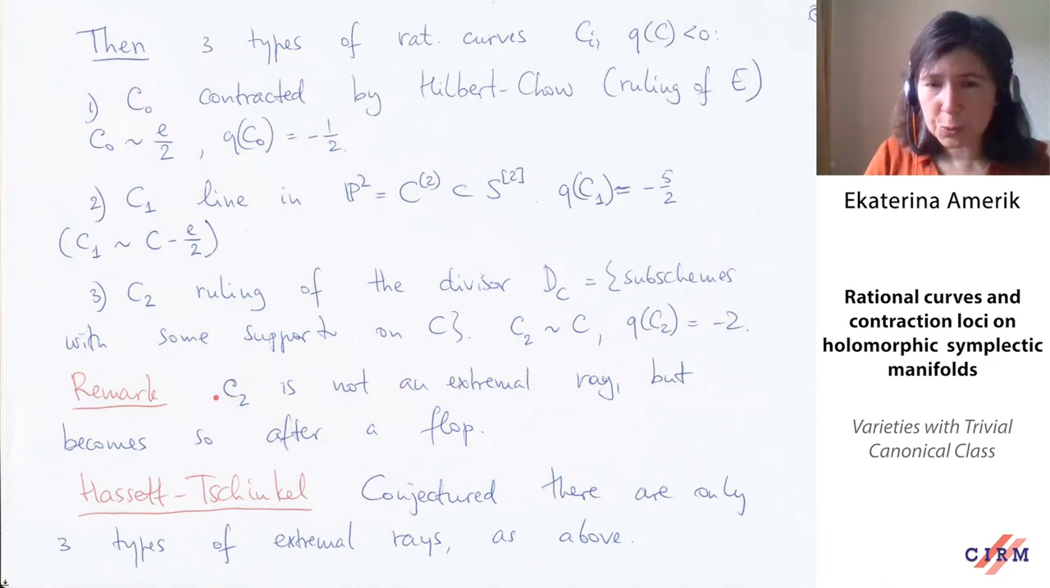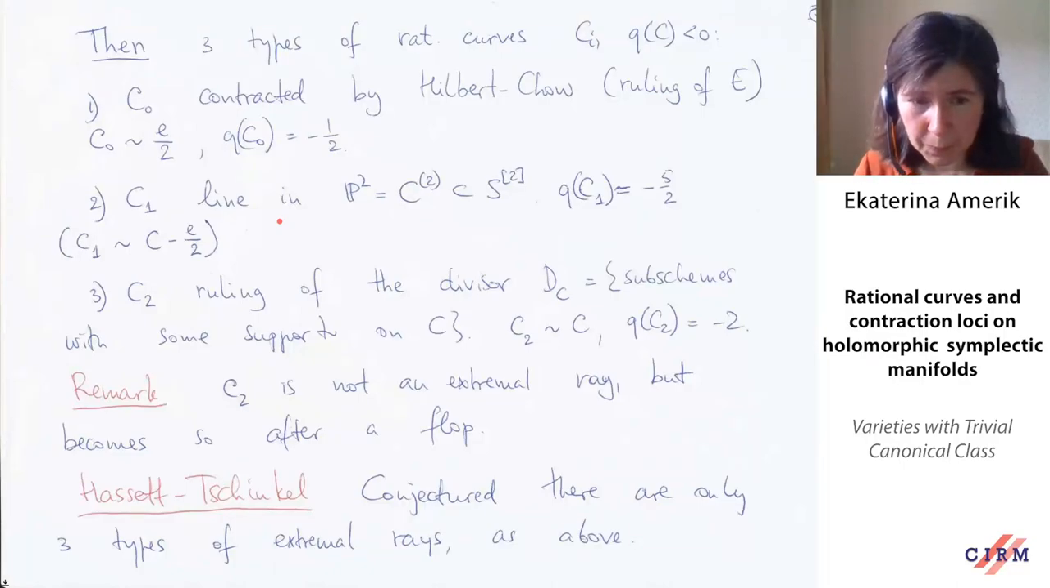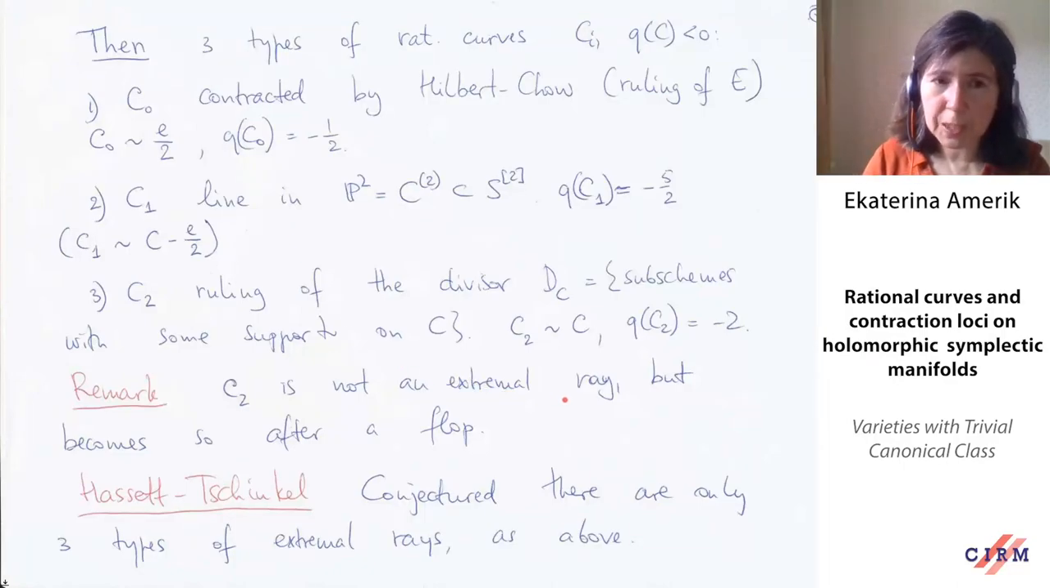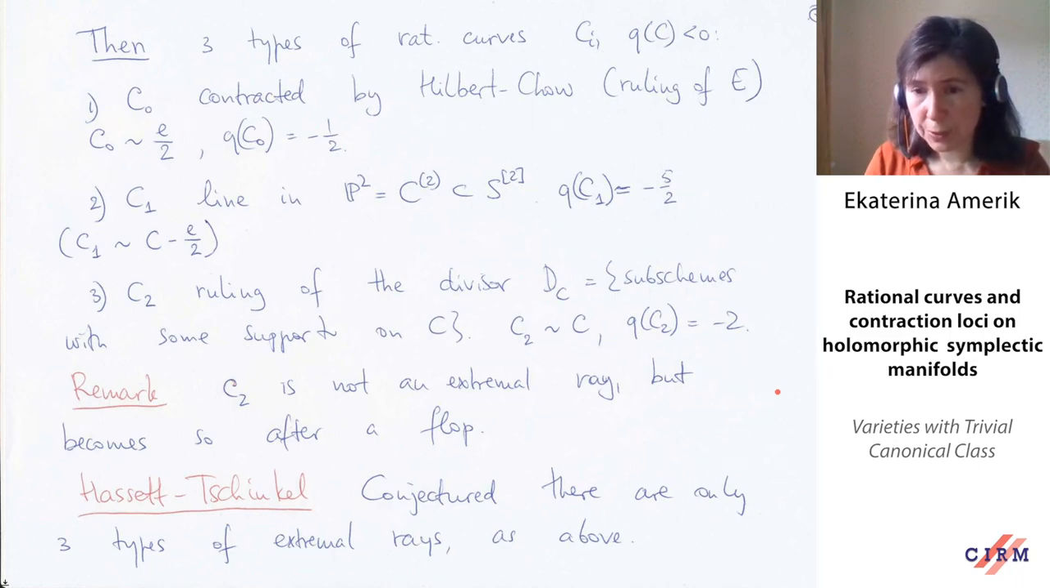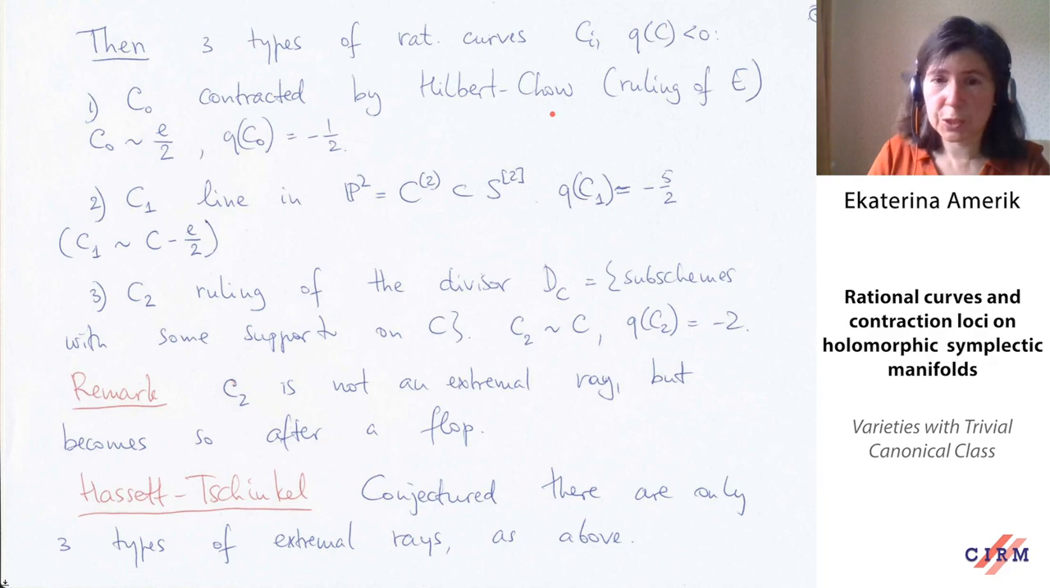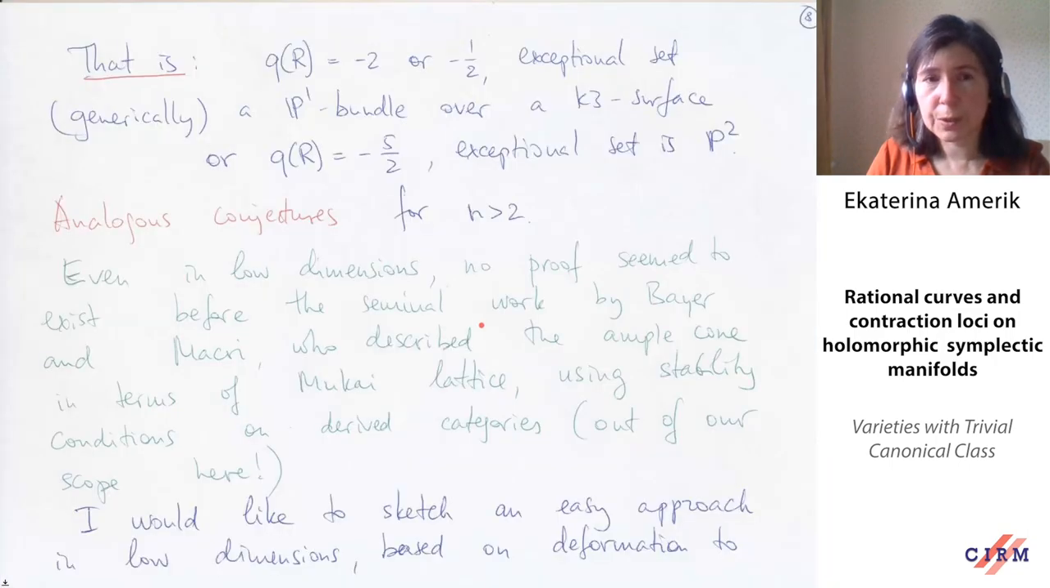Well, let's remark that C2 in fact is not an extremal ray. If you contract this C2, you contract C1 at the same time. It's not really an extremal ray, but it becomes an extremal ray after a flop. And so Hassett and Tschinkel have conjectured that there are only three types of extremal rays, with Beauville-Bogomolov squares as above, and the geometry of the exceptional locus is as above too. In two of the cases, it's generically a P1 bundle over a K3, and in one of the cases, it's a Lagrangian P2.